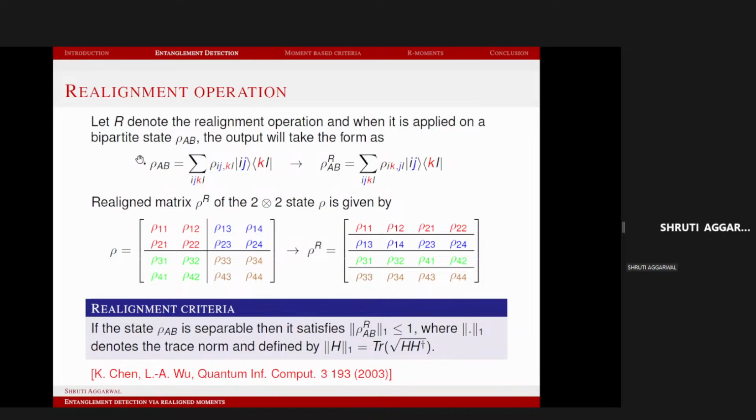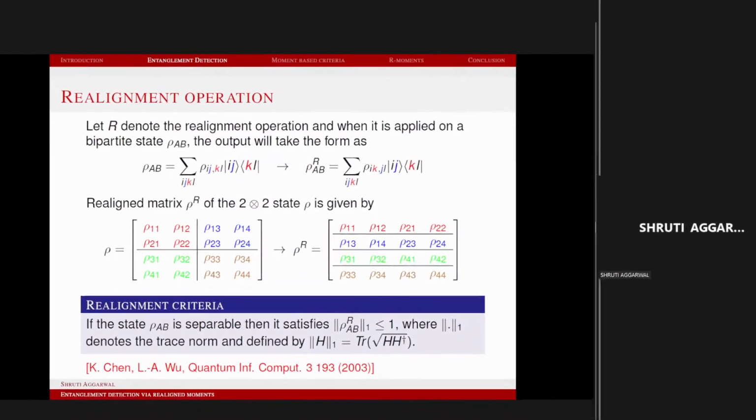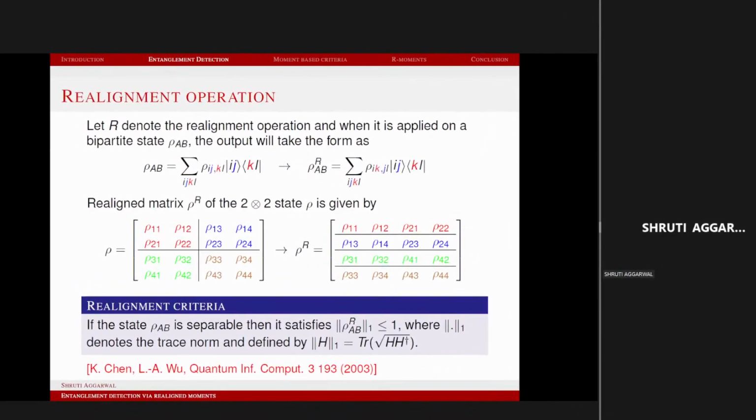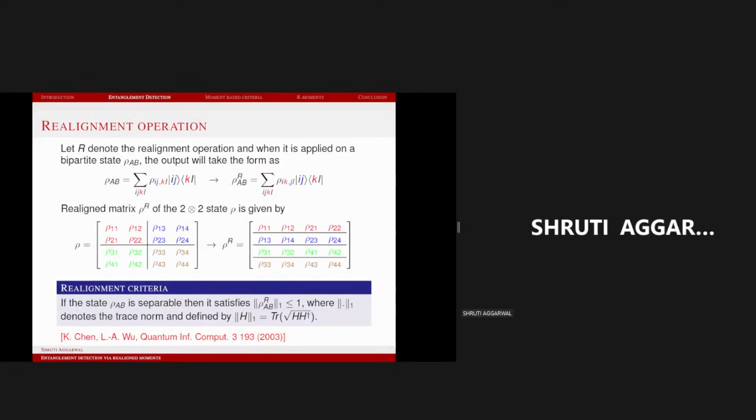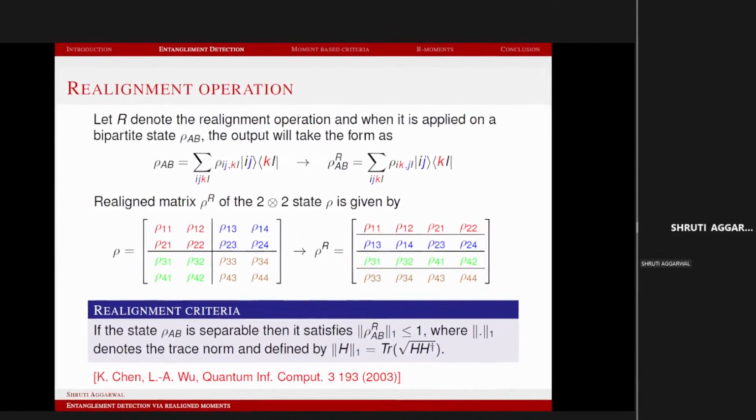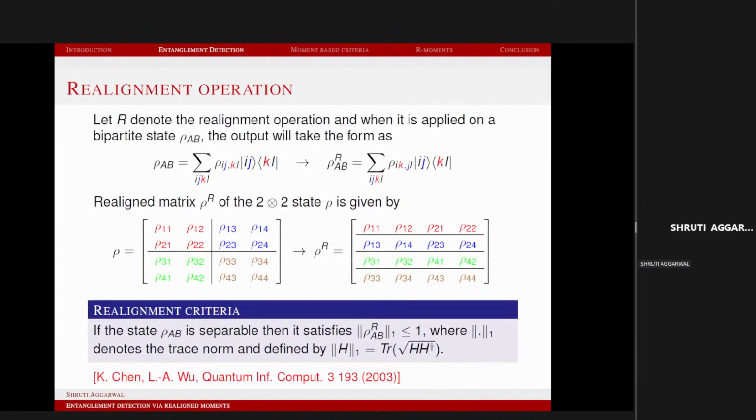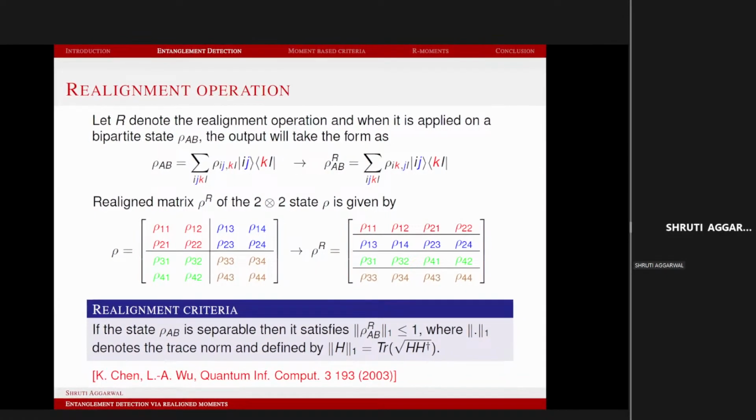So we have another criterion which is the realignment criterion. This criterion is based on the realignment operation, and it can detect bound entangled states. Let's define the realignment operation. Here the density matrix rho AB is given and the realigned matrix is given as the change of this index. It is also based on the permutation of matrix elements like the partial transposition criterion, but the permutation is different here. This is a density matrix rho, and we can see that each block is written in the form of a row. So it is based on row vectorization or column vectorization.